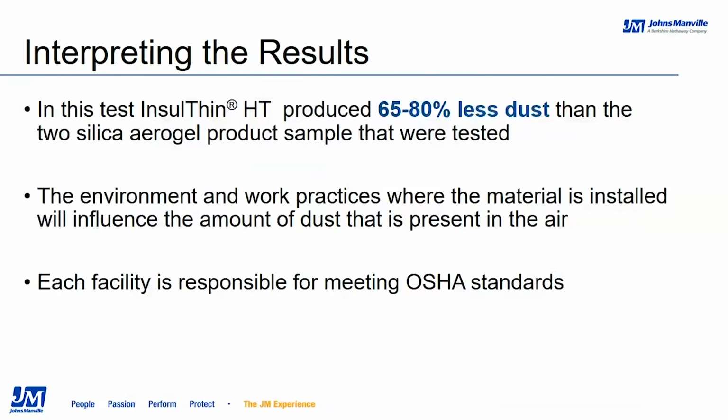So for the results of this test, we found that InsulThin HT produced about 65 to 80% less dust than the 2 Silica Aerogel products that were tested. Of course, the environmental and work practice conditions where the material is installed will influence the amount of dust that is present in the air. And JM always wants to remind everybody that each employer is responsible for meeting the OSHA standards and whatever applicable occupational health standards for their jurisdiction.